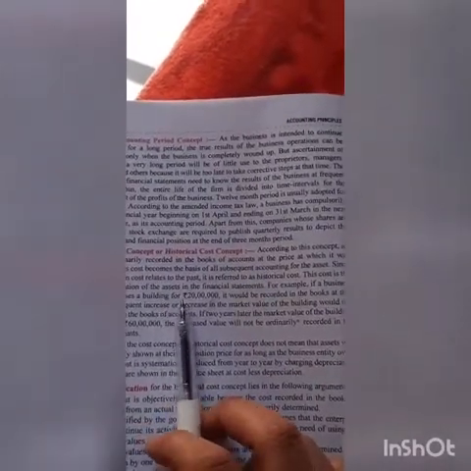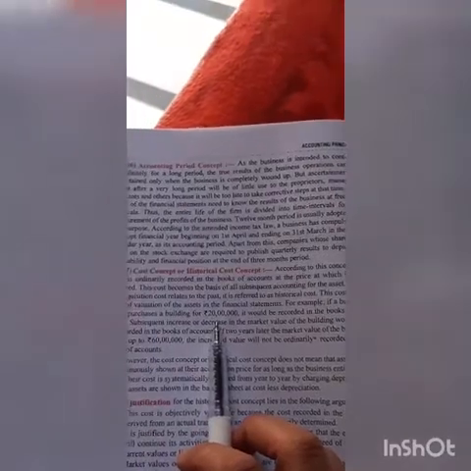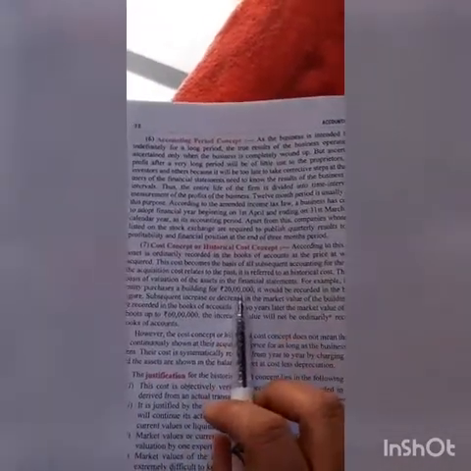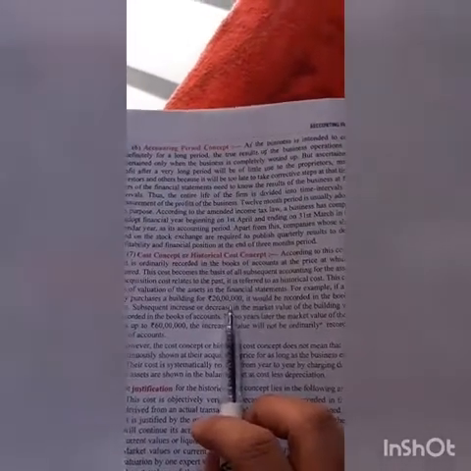For example, 10 years ago I purchased a building for 20 lakh rupees, and the current market price of that building is 60 lakh rupees. We will record only the value 20 lakhs in our books of account on the basis of historical concept, that whatever is the cost when we purchase the asset, that is to be recorded in your books of accounts. So this is about the historical cost concept.